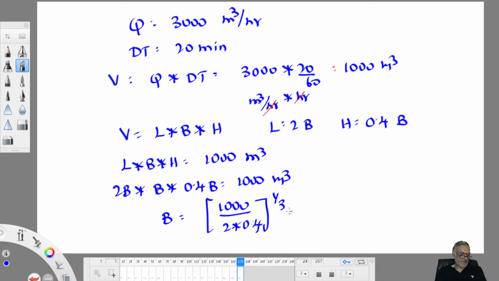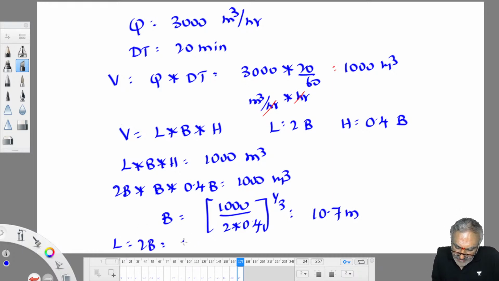Aditya has given the answer, thank you, Aditya. Okay, first let us work out B first. 10.7 meters you got. Okay. So length is equal to 2 times B. So 2 into 10.7, it is 21.54, right?